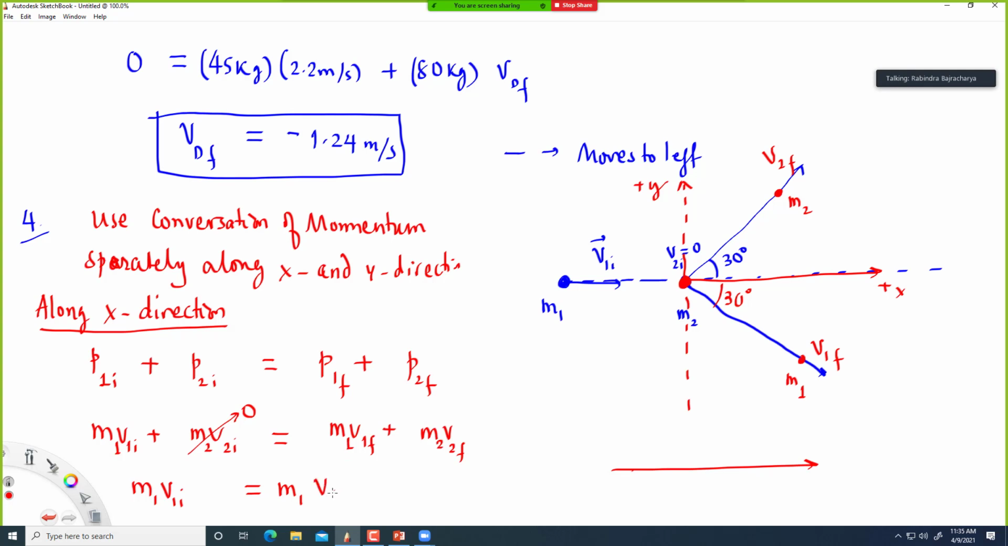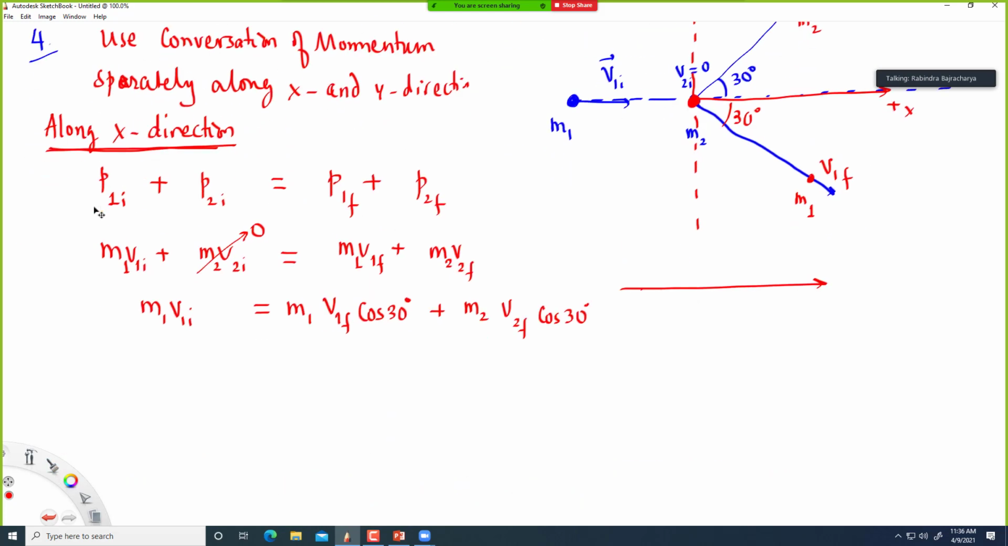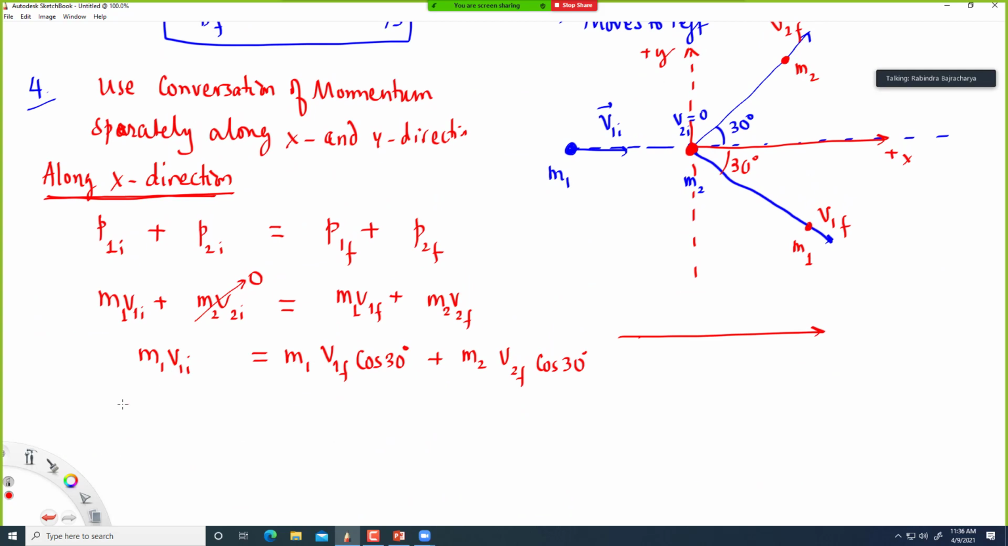Yes. So v1 final cosine 30 degrees, plus m2. Likewise, what's the x component of this one? v2 final cosine 30 degrees. And again, this is because we are focusing only along x direction. So that's for the x direction. Now let's do the same thing for y direction. Which one is negative? All are moving in the same direction.